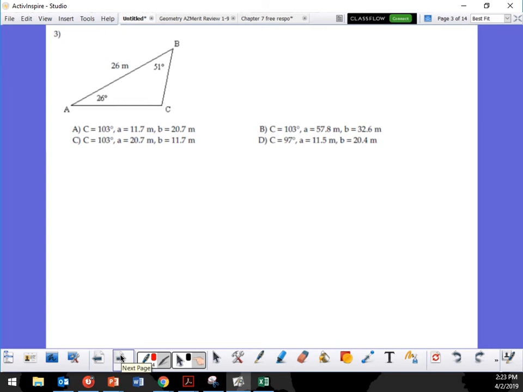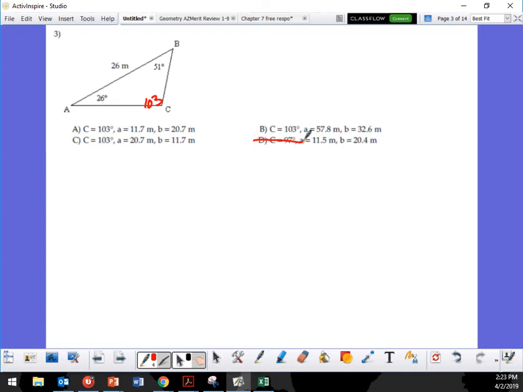Next one. Hey look, this one already has a triangle for me. Alright, so let's see, which one am I going to solve for first? Okay. Big C, right? How would I solve for big C? Very good. 180 minus all those. What do we get? 103? Okay, if it's 103, get rid of that one.